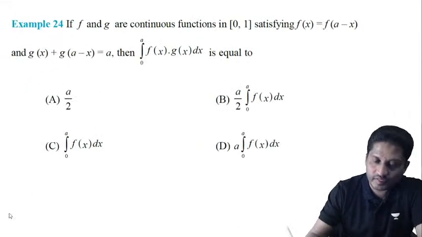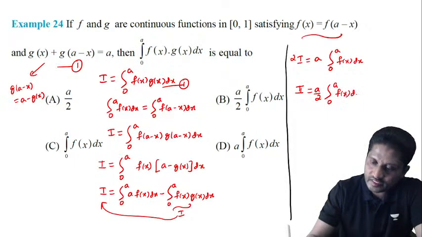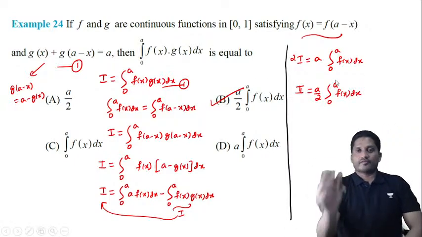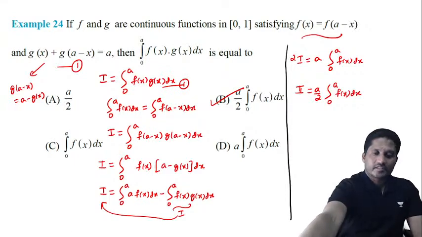Okay, from this, what's the value of I now? I is equal to a by 2. I is equal to a by 2, and then you get this as 0 to a and then f of x dx. F of x dx, answer will be option B. A by 2, 0 to a f of x dx, answer should be B only. Right, let's move to the next question.